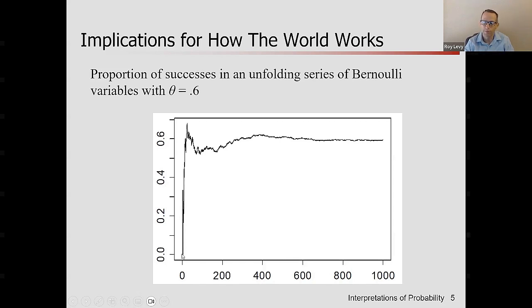Well, it starts off way down there at 0 because the first flip was tails. And then it bounces around and it goes up to 0.6 and it goes above and it goes below and it wanders around and around. But eventually, over the long run, it stabilizes at a limiting value. And we call that limiting value the probability. And sure enough, it's right smack dab there at 0.6.